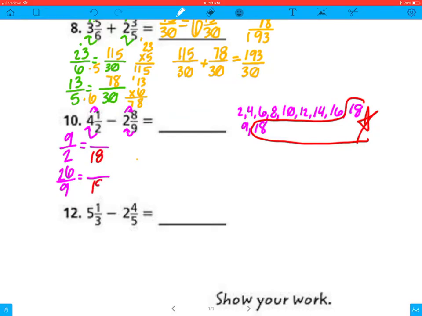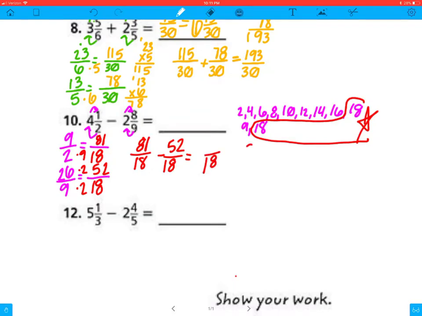Now, what did I do to the 2 to get to 18? I multiplied by 9. What did I do to the 9 to get to 18? I multiplied by 2. So I have 52 over 18, and then I have 81 over 18. I rewrite it. 81 over 18 minus 52 over 18. And I'm going to do some subtraction.